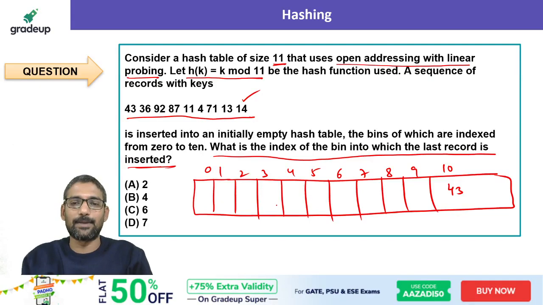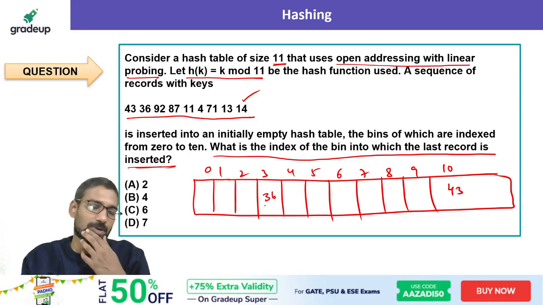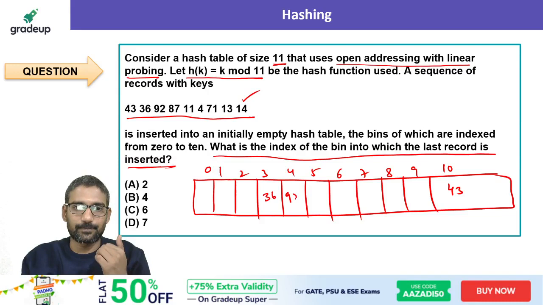36 mod 11: 3 elevens are 33, so 3. 92 goes to 4. 87 goes to 10, but 10 is occupied, so it will come here. 11 mod 11 is 0, but 0 is full, so the next free slot is 1.